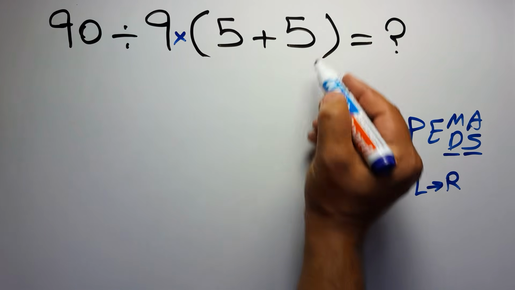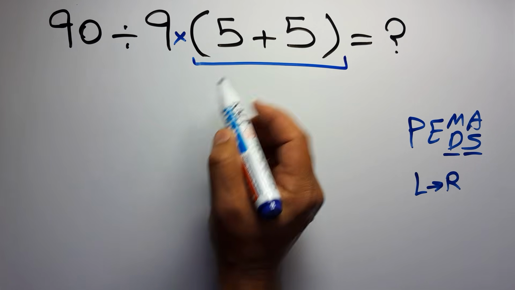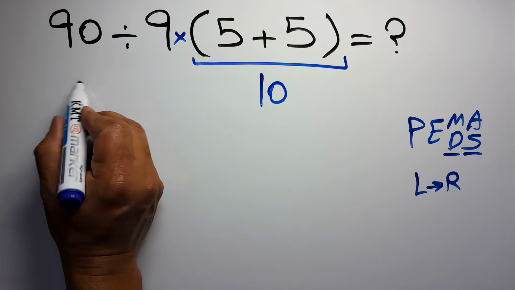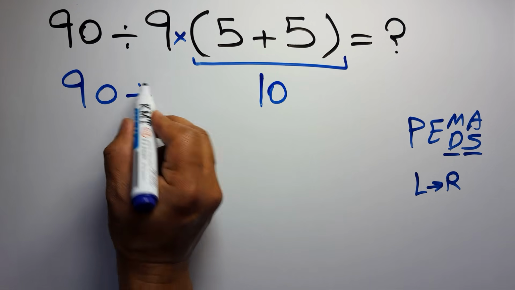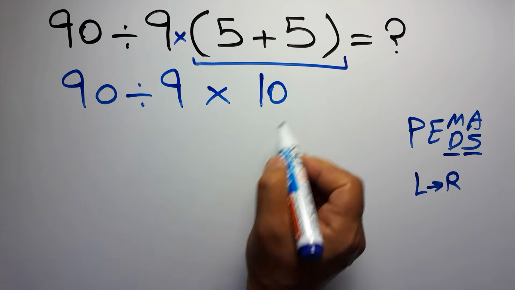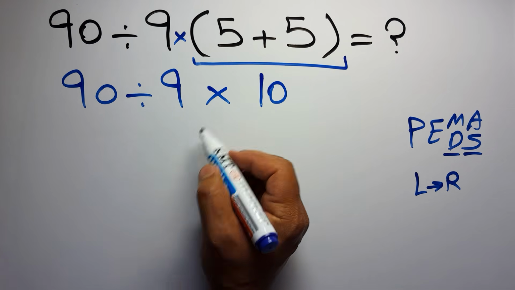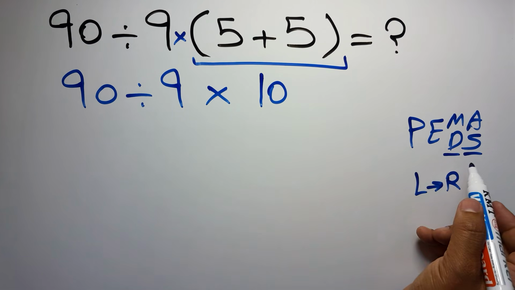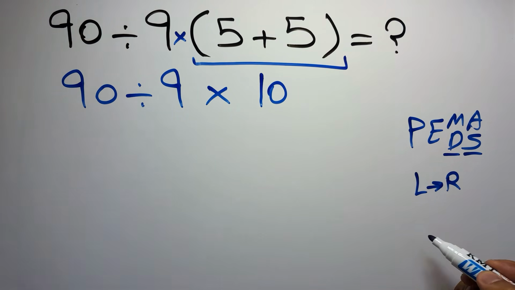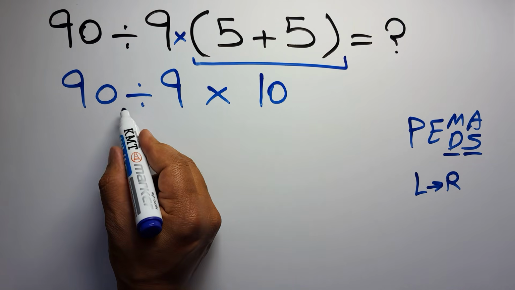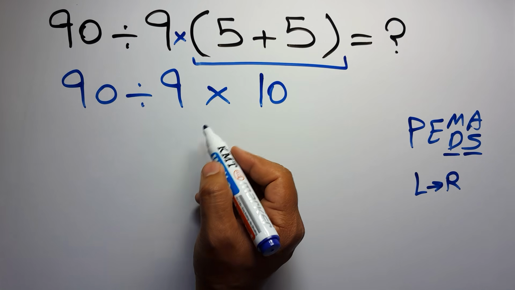So first we have to do this parentheses. Inside this parentheses, we have 5 plus 5, which equals 10. So we have 90 divided by 9, then times 10. Now, we have one division and one multiplication. According to the PEMDAS, as I said, multiplication and division have equal priority and we have to work from left to right. So here, first we have to do this division, then this multiplication.